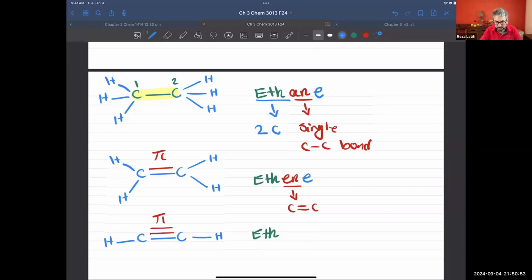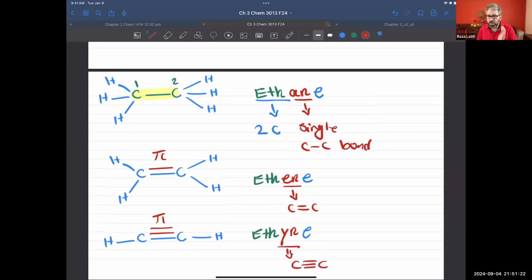And now that I have a triple bond, I'm going to write it with YN, and then I add E at the end. This one will be ethyne. So ethane, ethene, and ethyne. YN represents a triple bond between carbons.